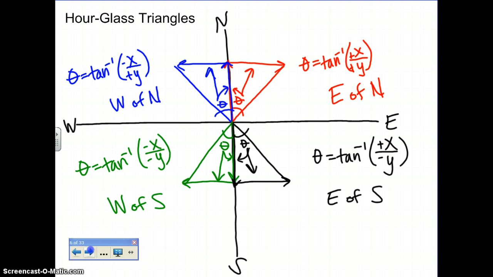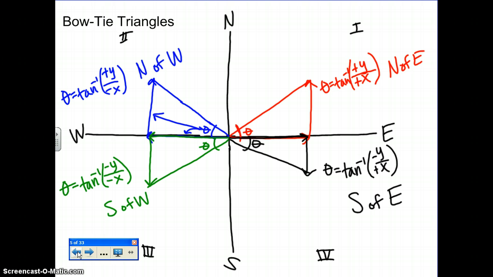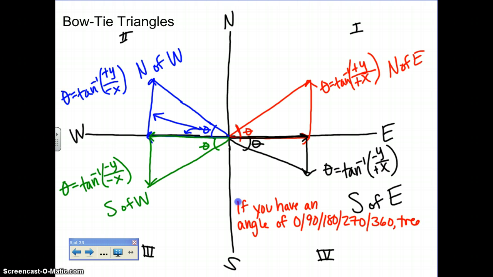Okay, one other thing that I would like to throw in here at you guys is, sorry, please go back to your bow tie triangle slide, okay? Go back to the bow tie triangle. You need to put this little disclaimer in here. If you have an angle of 0, 90, 180, 270, or 360, treat that resultant line as a bow tie triangle.